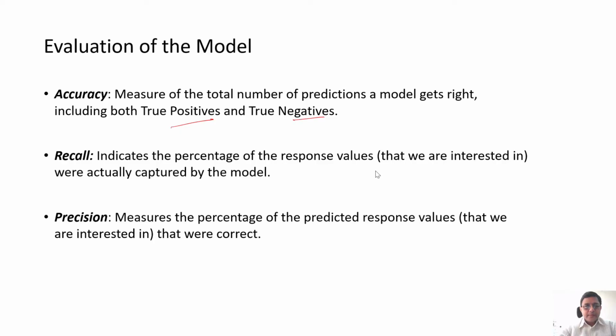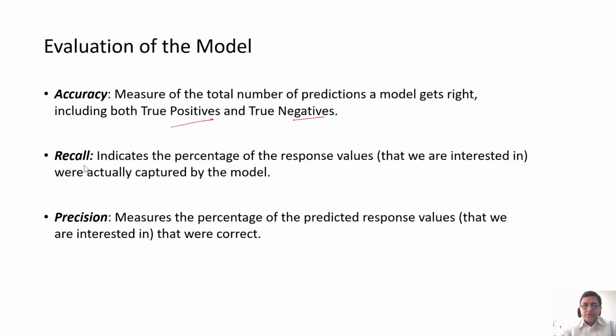And lastly, the precision. Precision is the measure of predicted values that were correct. When the model predicted y is equal to 1, was y actually 1? This is exactly opposite of what recall was. We'll discuss that in the next slide. So precision again is a measure of percentage of the predicted response values being correct. Response values that we are interested in, so we will only take y is equal to 1, right? We will not take y is equal to 0.